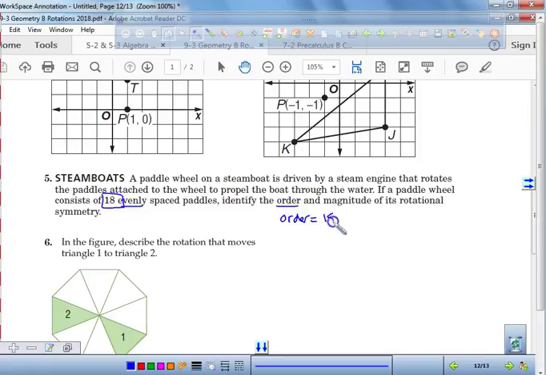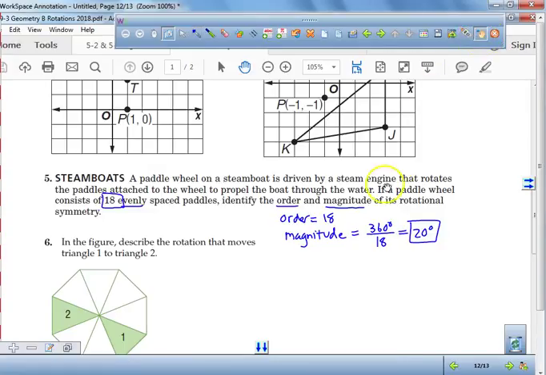So if they're evenly spaced, I want you to know that's the order. The order is 18. But it says, what's the magnitude? The magnitude is going to be 360 degrees divided by the order, which is 18, which is going to make it 20 degrees. So it's only 20 degrees between each one of the paddles. Yeah, so 20-degree turns. Okay?